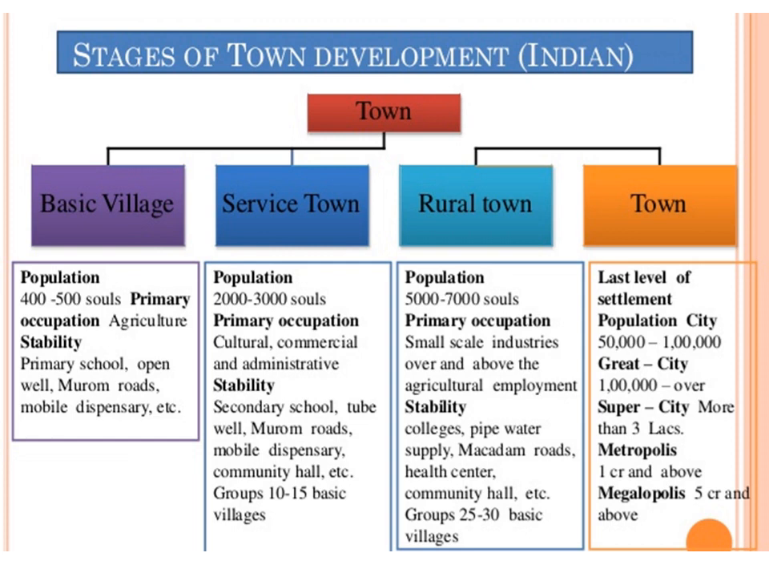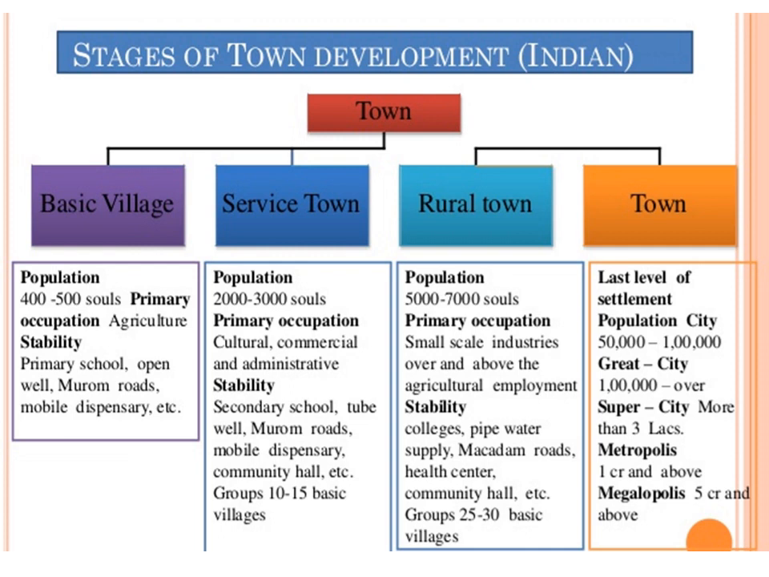Then rural town should have a population of 5,000 to 7,000 souls, and the primary occupation may be small scale industries over and above the agricultural employment. Then rural town should provide colleges, pipe water supply, macadam roads, health centers, community hall etc. and it should have a group of 24 to 30 basic villages.